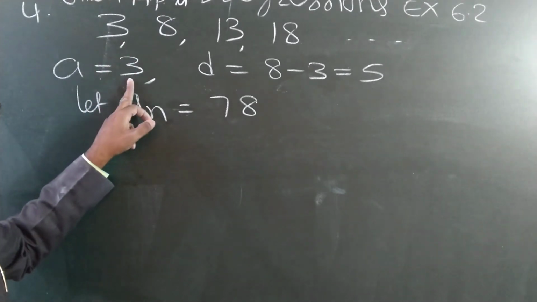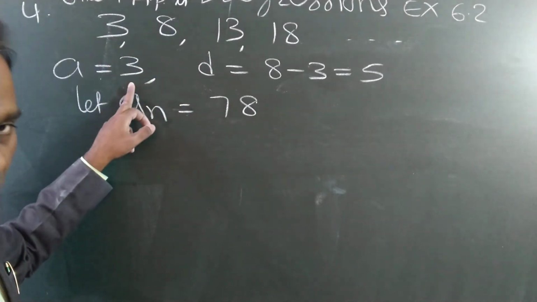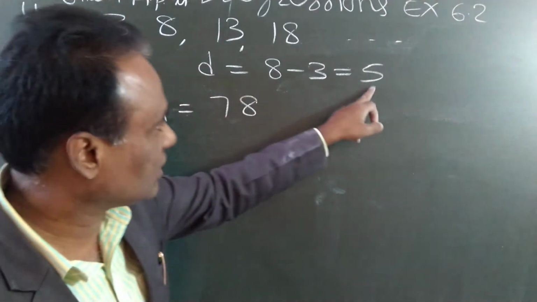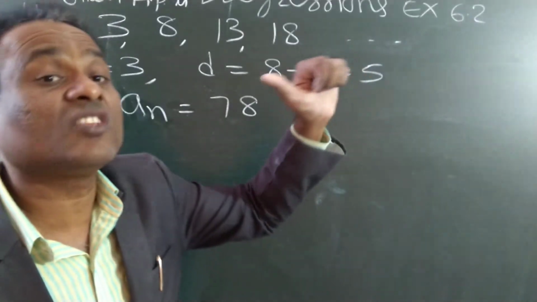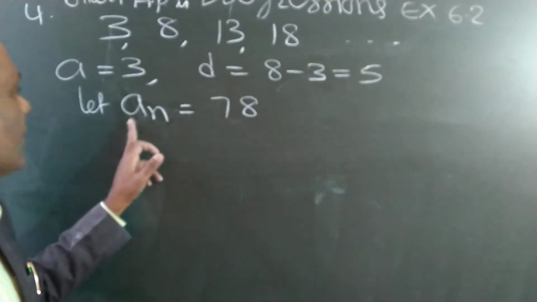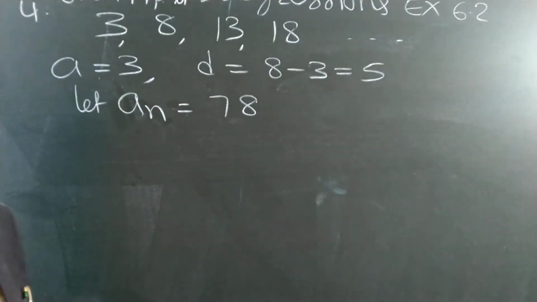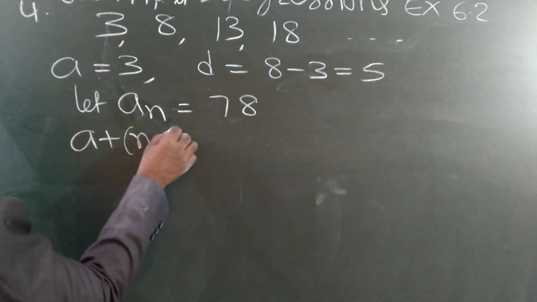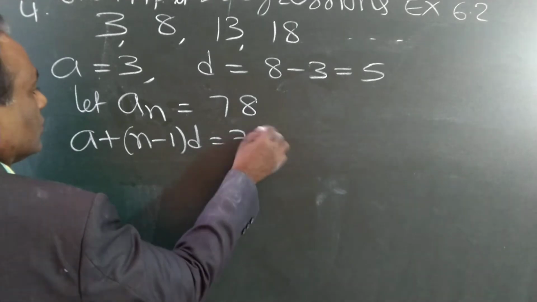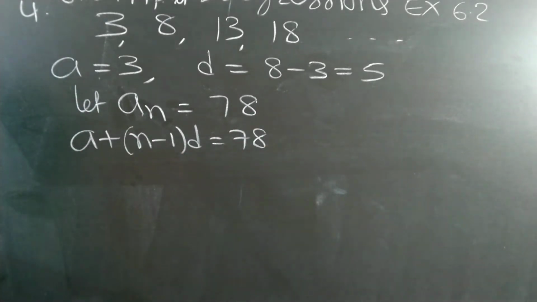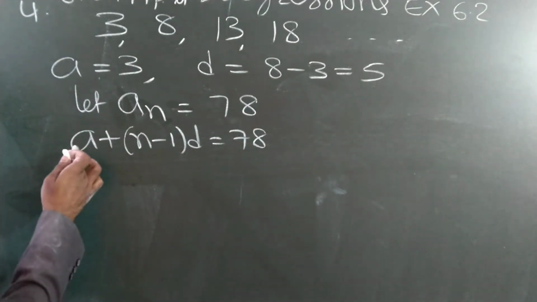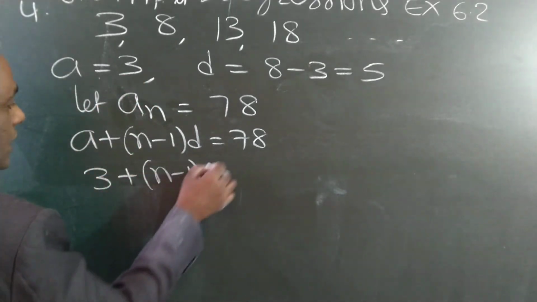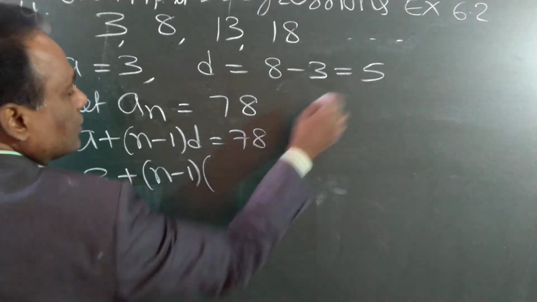A is given. D, we can find. The first term is A. D we can find. Second minus first, that is D. So 78 is which term? Let 78 be the nth term. What is the formula for the nth term? A plus n minus 1 into D. A is 3, plus n we don't know, D is 5.